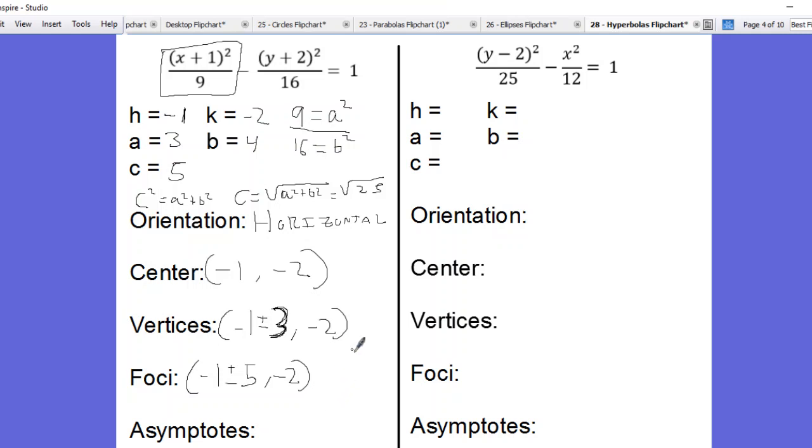Now our asymptotes with a horizontal, we're going to have b over a. So our asymptote is going to be plus or minus b over a, so that's going to be 4/3 times x minus h, so it's going to be x plus 1, plus k, which is going to be -2. So that's x minus h plus k. So we're just following from the previous slide before.